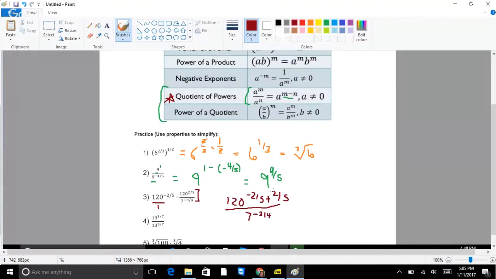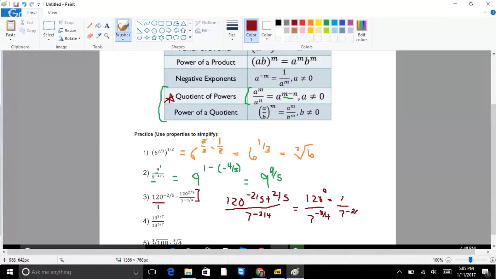Okay. Well, this works out nicely because my exponents cancel each other out. So I end up with negative 2/5 plus positive 2/5 is just 0, right? So 120 to the 0 power. And anything with a 0 power is 1. So now I'm just down to 7 to the negative 3/4 power in the denominator. So I could leave it as 1 over 7 to the negative 3/4 power.